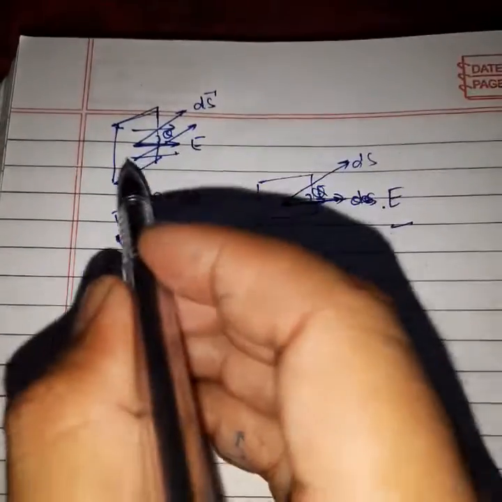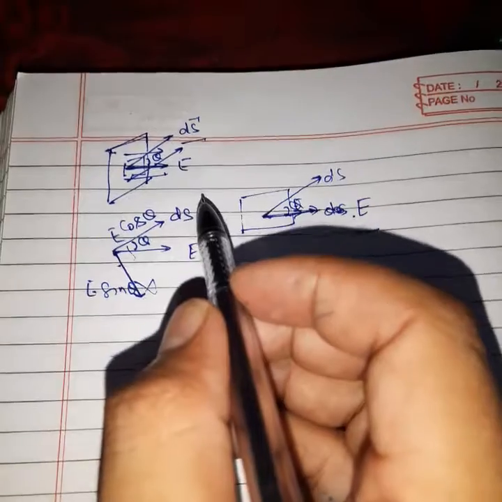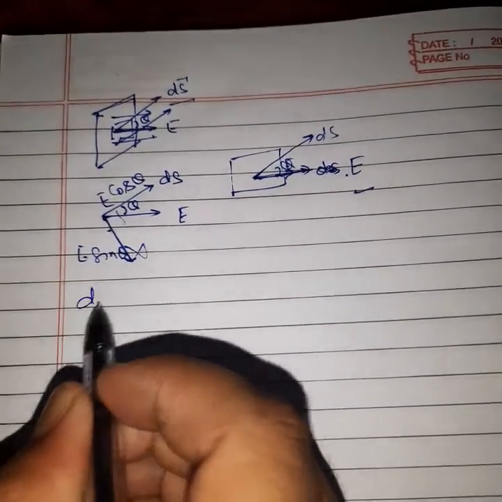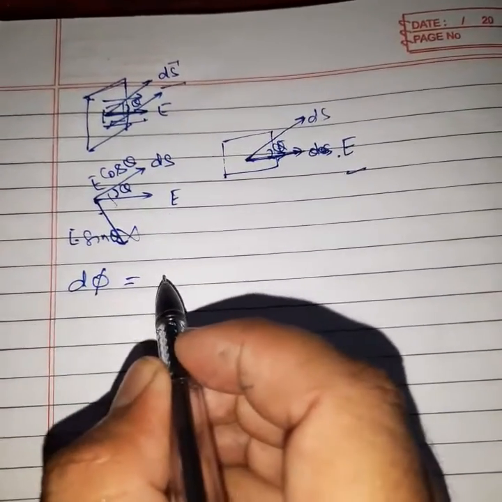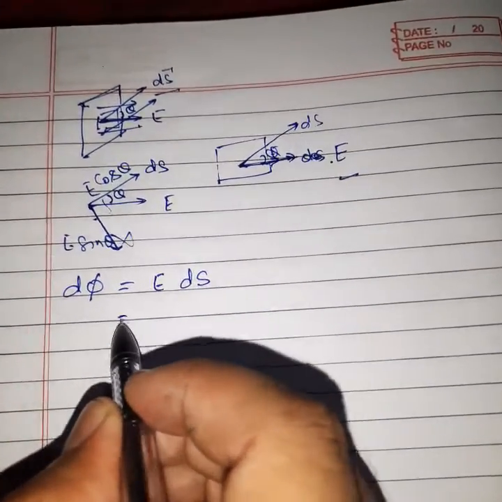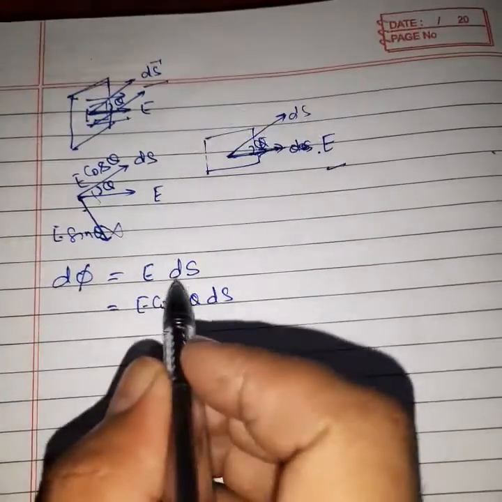So if we select a small surface here, the small surface will be dS, and the electric field is E. The electric field will remain the same. Okay? So listen, the electric flux will be very small, we can say it will be d phi. What? d phi is equal to E dot dS. So in this component form, we can say we will get E cos theta dS, E cos theta we will get.